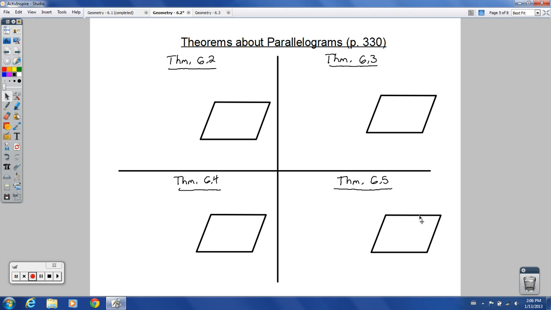Do all parallelograms have to look the same? They all have to look like this? No, you just have to have pairs of opposite sides being parallel. Alright, so what's something special about a parallelogram? We're assuming that these are all parallelograms right now. I'm telling you that that is the case.